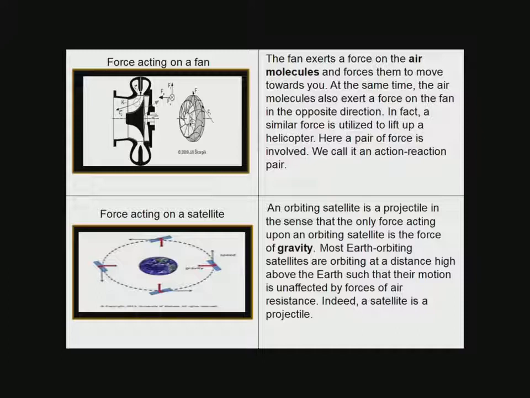Force acting on a satellite. An orbiting satellite is a projectile in the sense that the only force acting upon an orbiting satellite is the force of gravity. Most Earth orbiting satellites are orbiting at a distance high above the Earth, such that their motion is unaffected by forces of air resistance. Indeed, a satellite is a projectile.